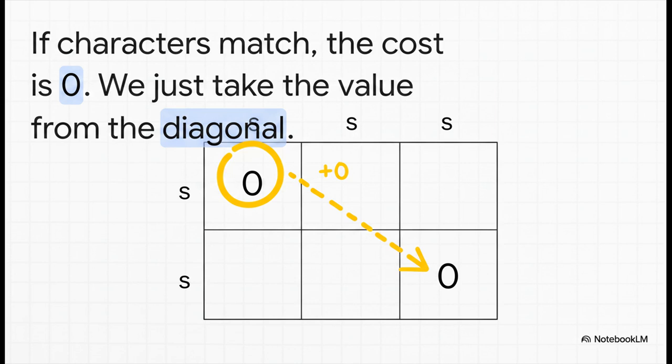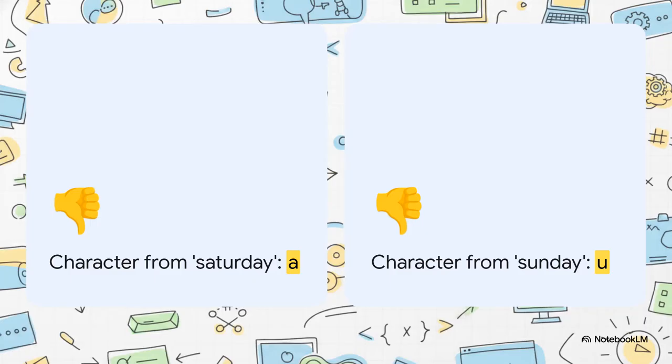So we just carry over the cost from the problem we just solved, which is always the value in the cell diagonally up and to the left. In this case, that value is 0. So our current cell also gets a 0. Easy. Okay, but what happens when we get to a cell and the characters don't match?